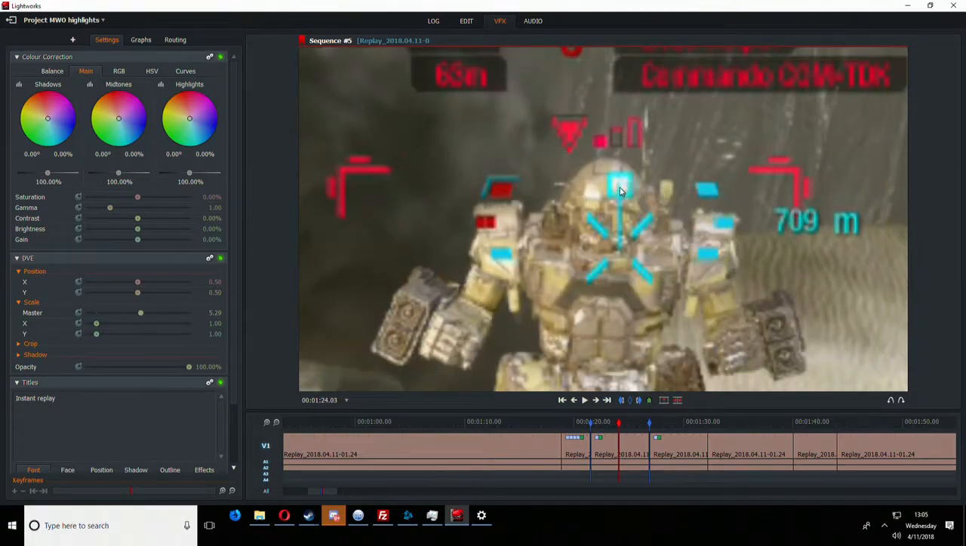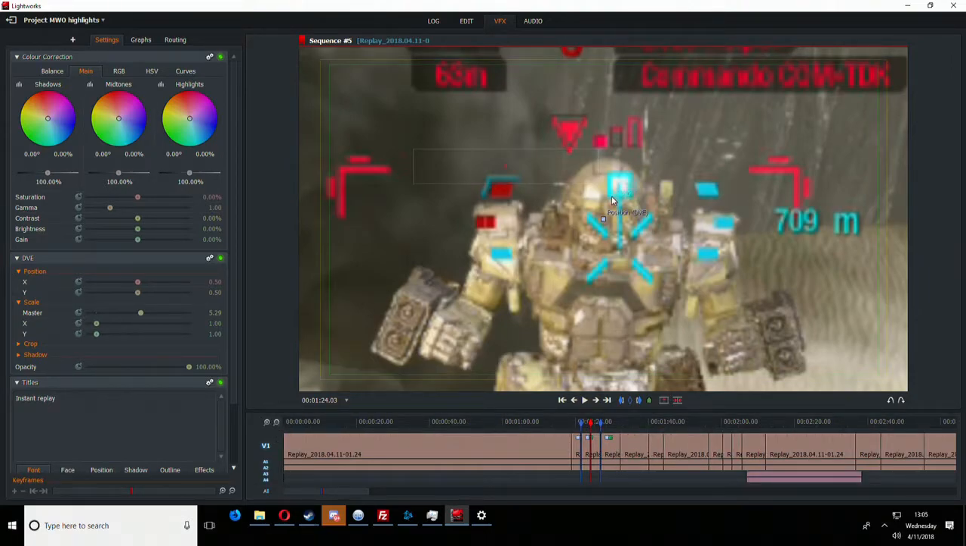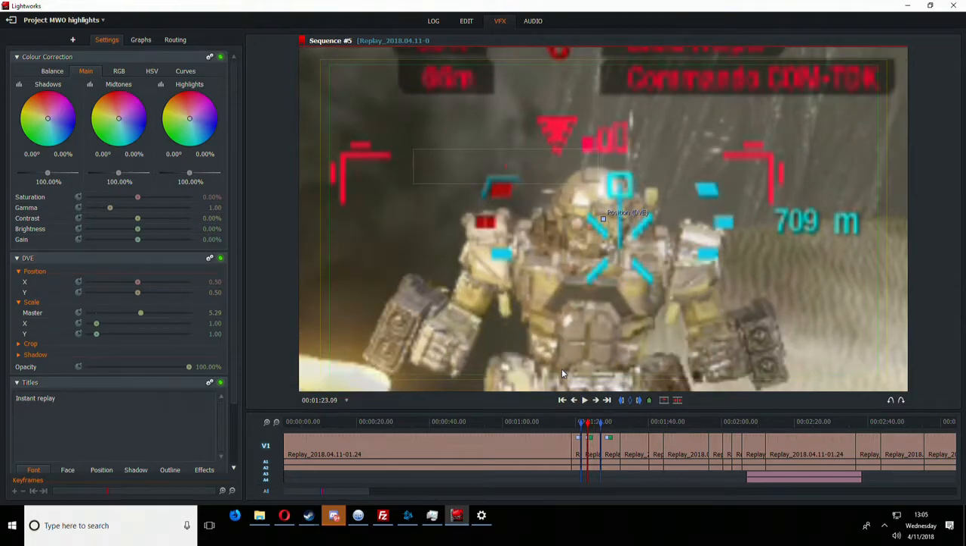Because that's still 709. That is 709 meters, and I'm definitely on the commando's face at that point. So it wouldn't have mattered if I would have waited one frame to be even more on the target than I was when I pulled the trigger. Let's go back and review when I actually pulled the trigger.